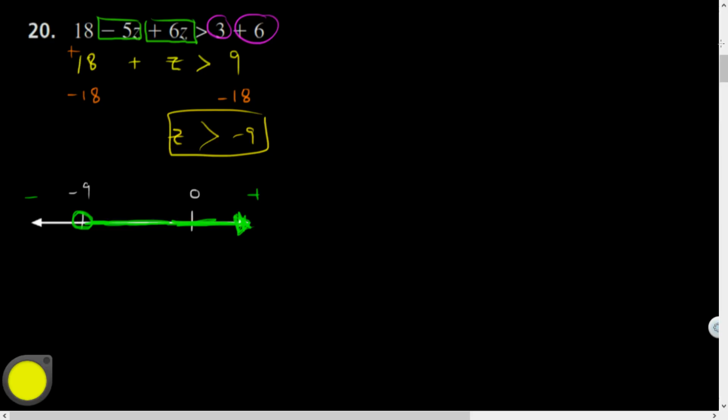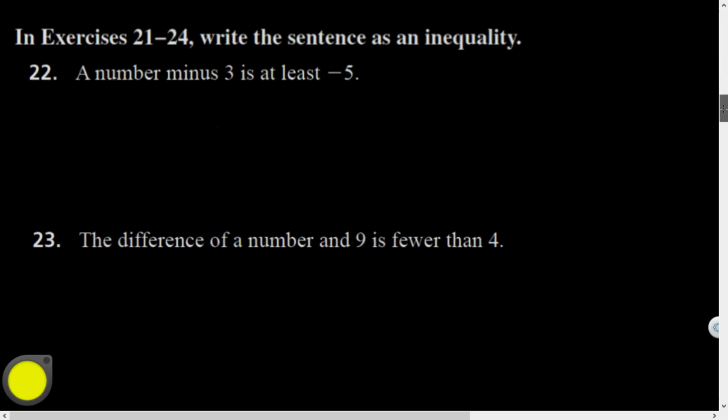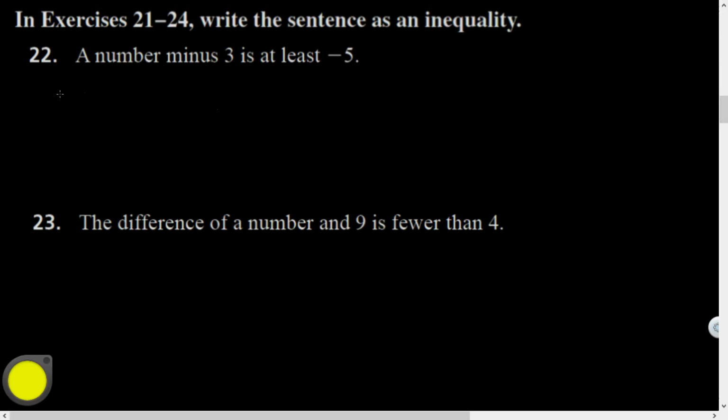All right, let's look at the next problem. Okay, a number in our case is gonna be a letter. Isn't that crazy? You guys were thinking that was crazy yesterday. I'll use W for Waddy. So a number, and then they said -3. Okay, so W - 3. Oh dear, is at least.